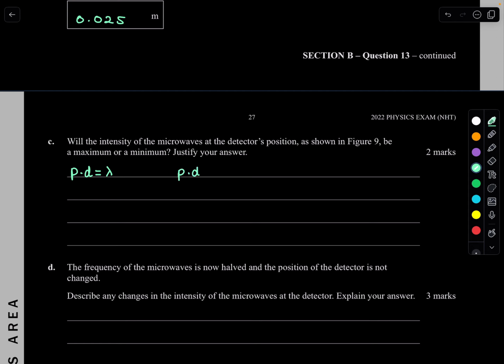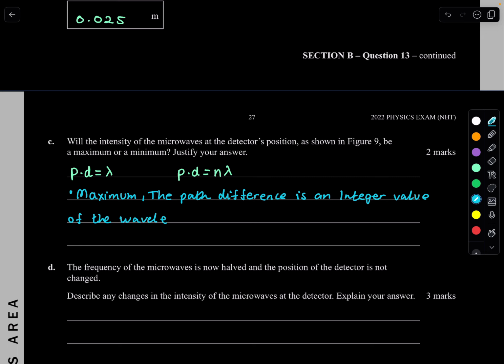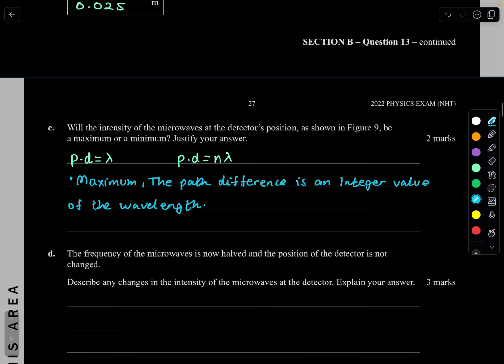Remember, if your path difference is an integer value of your wavelength, it means constructive interference happens, so it has to be a maximum. So let's write that down. It's only 2 marks, so let's write a nice one. We're going to say it's going to be a maximum as the path difference is an integer value of the wavelength. That is it. Done. D.